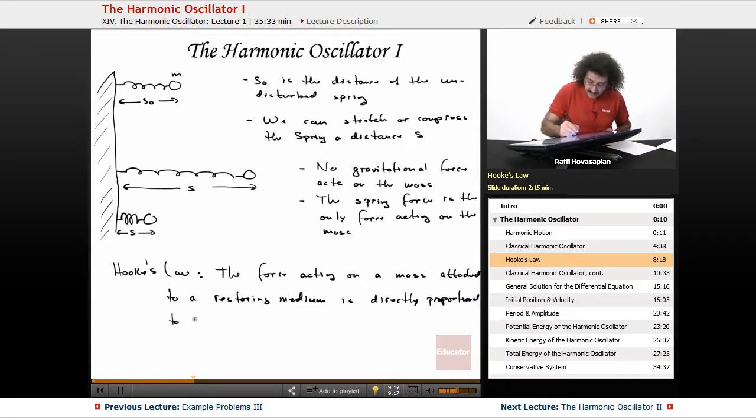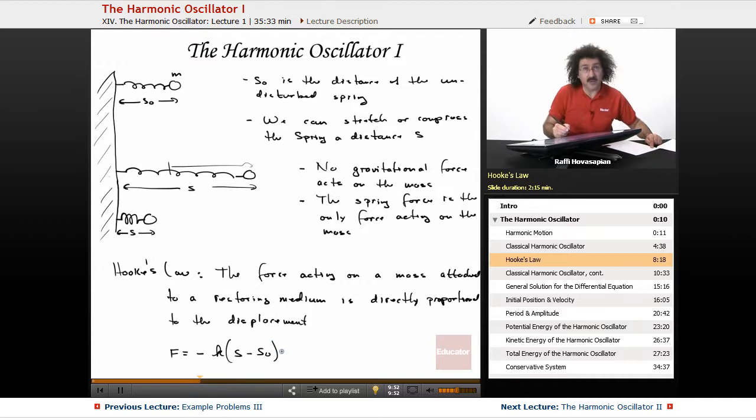to the displacement. And the displacement is the extent to which I actually pulled it away from its equilibrium position. So from here to here, that's the displacement right there. That's the displacement from its equilibrium position. It's the s minus the s0. It's directly proportional to the displacement. So that is Hooke's law. And the mathematical statement is the force is equal to minus k times s minus s0.